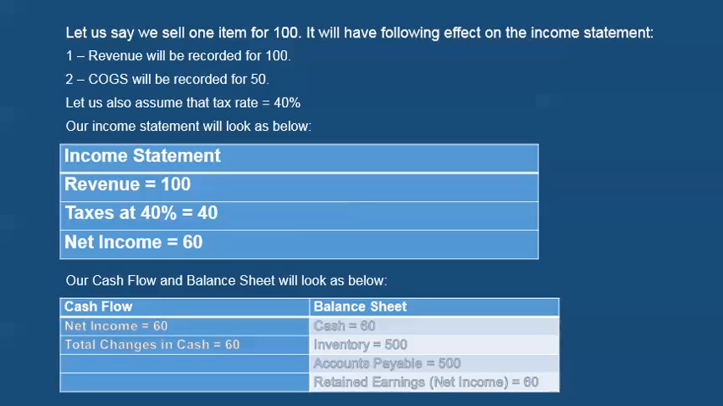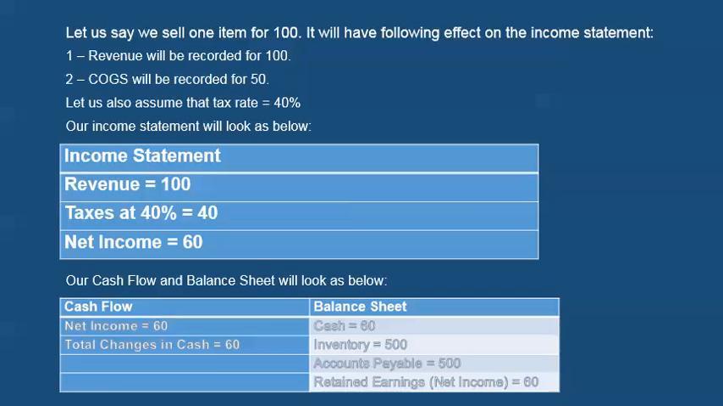Let us say we sell one item for 100. It will have the following effect on the income statement. We will record a revenue of 100. We will record COGS for 50. Let us also assume that the tax rate is 40%. Our income statement will look as below. Revenue is 100. Tax at 40% is 40, and net income equals 60 after paying the taxes.